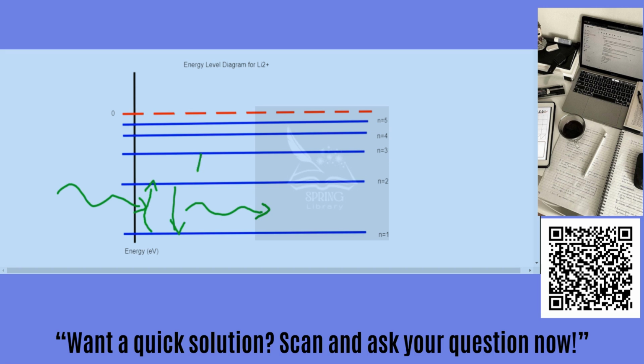Something important to note is that we can move up and down between these energy levels as we absorb light and give off light. However, typically the only shifts we have are from the ground state, our n equals 1 state, up to some energy level, or from some energy level down to our n equals 1, our ground state.